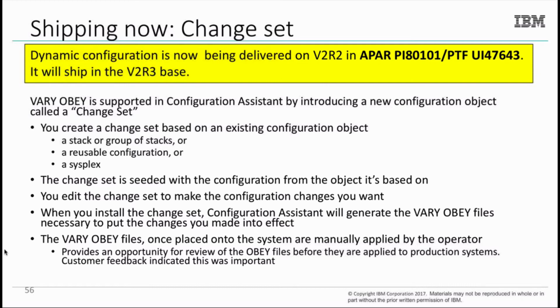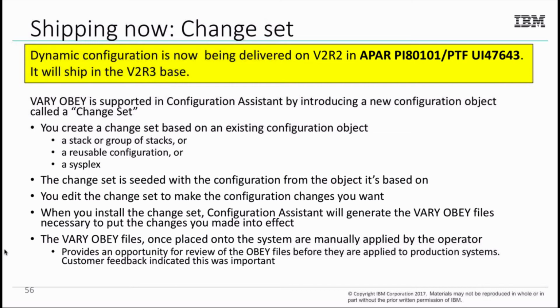Another requirement was that we were told we wouldn't be complete until you could do VARY OBEY. VARY OBEY is a very important capability in configuration of Communications Server because it allows you to change configuration without restarting the stack. We have added VARY OBEY support to Configuration Assistant by introducing a new configuration object which we call a change set. The way a change set works is you create a change set based on an existing configuration object. You can create a change set based on a stack, a reusable configuration, or a Sysplex. The change set is seeded with the configuration of the object it's based on, and you simply edit it in the GUI. So you don't worry about syntax or anything.